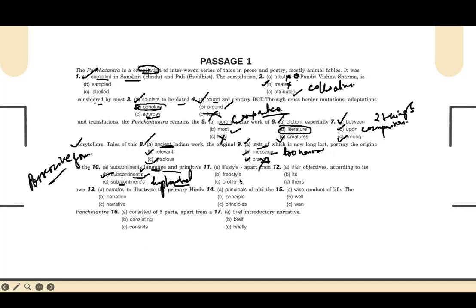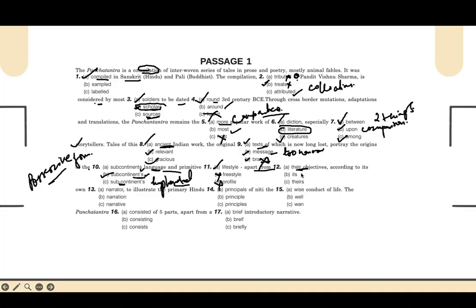Lifestyle, freestyle, profile. Again, see, both the other options have no logic here. Freestyle is unrelated. Profile doesn't fit meaningfully here. So the one option that is left here is lifestyle. Lifestyle fits with the next phrase, apart from their objective.